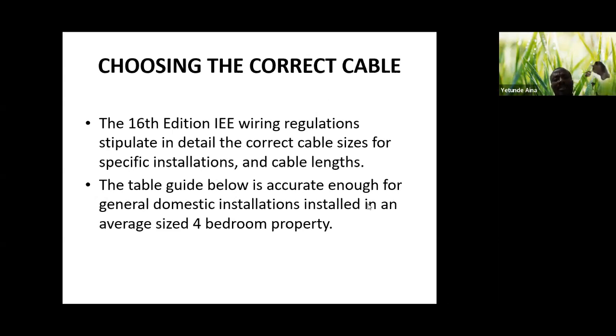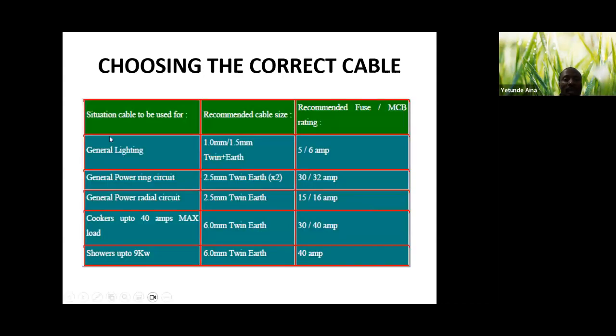Now, the 16th edition of the IEE wiring regulations stipulates in detail the correct cable sizes for specific installations, as well as their cable length. So we are going to look at a table that shows the accurate specification for different installations that we want to do whenever it comes to the aspect of choosing the correct cable for our installation. Now let's take a look at this cable table. In this table, we have the situation, the cable to be used, then we have the recommended cable size, the recommended fuse or the breakers.